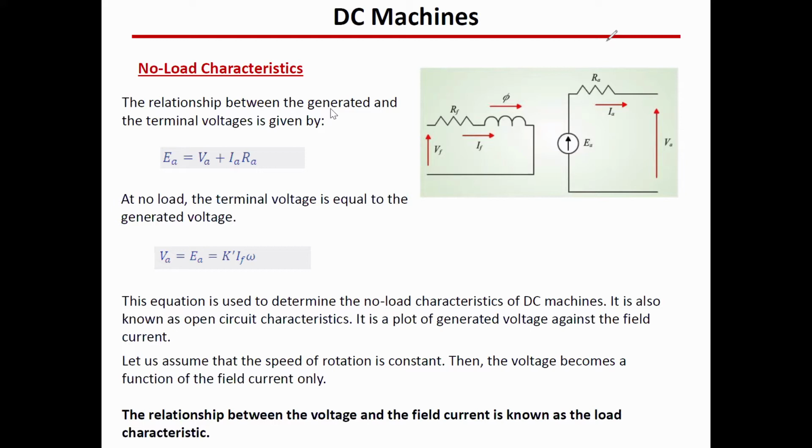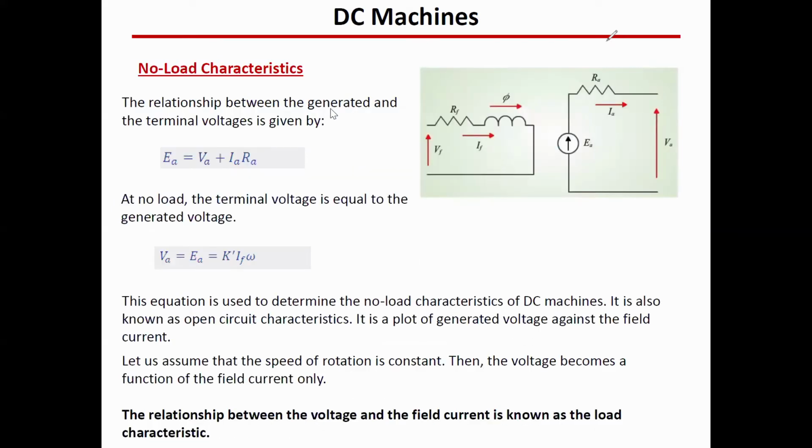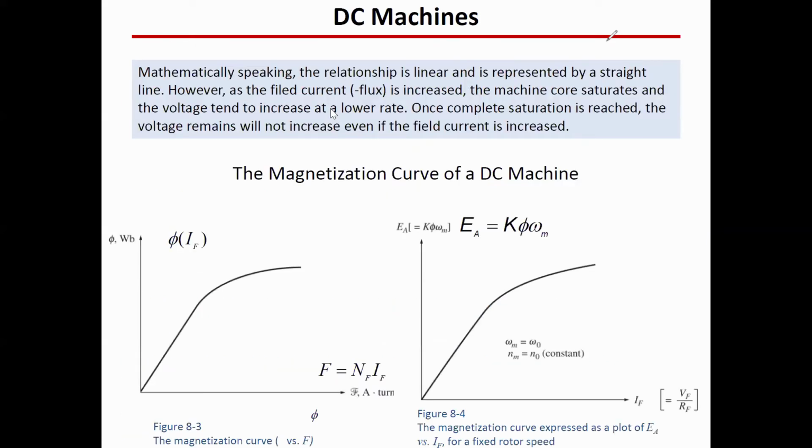So the load characteristic for the generator case, the output is electrical. So we're talking about voltage and current. So again, we're studying the relation between the voltage and current. What will happen if the current is increasing from no load to full load condition, etc. So the load characteristic is the relation between voltage and current.